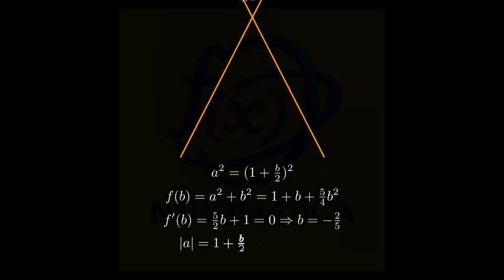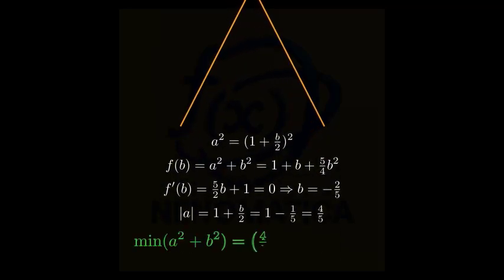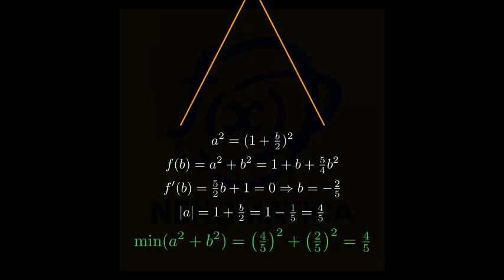We will minimize a squared plus b squared along these two lines. Geometrically, we draw the AB plane, plot the two lines, and then find the smallest circle centered at the origin that touches either line. The tangency occurs at b equals negative 0.4 and a equals plus or minus 0.8, yielding a squared plus b squared equal to 4/5.